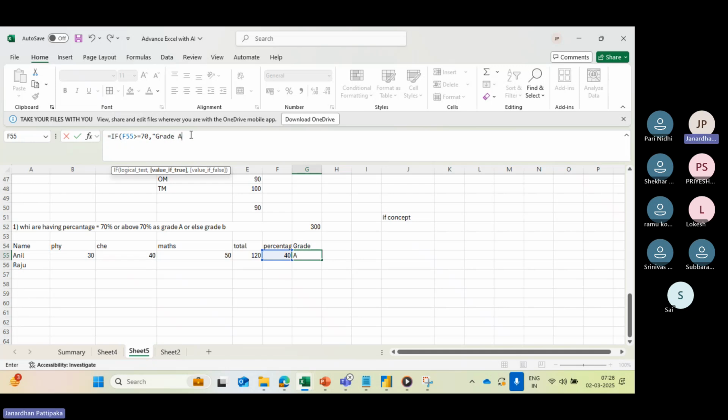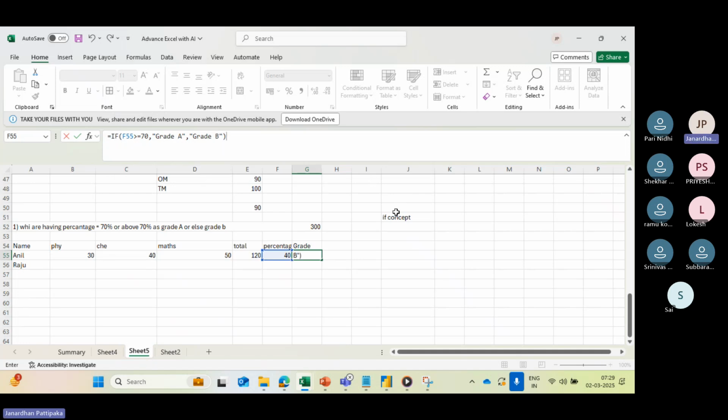Then give a comma. What happens if false? If this condition is not satisfied, if the condition fails, what else do I need to get? Grade B as output, right? So mention that as grade B. Again, since you are writing the data manually, you need to mention it in double quotation marks: "Grade B". Now I will close the bracket.